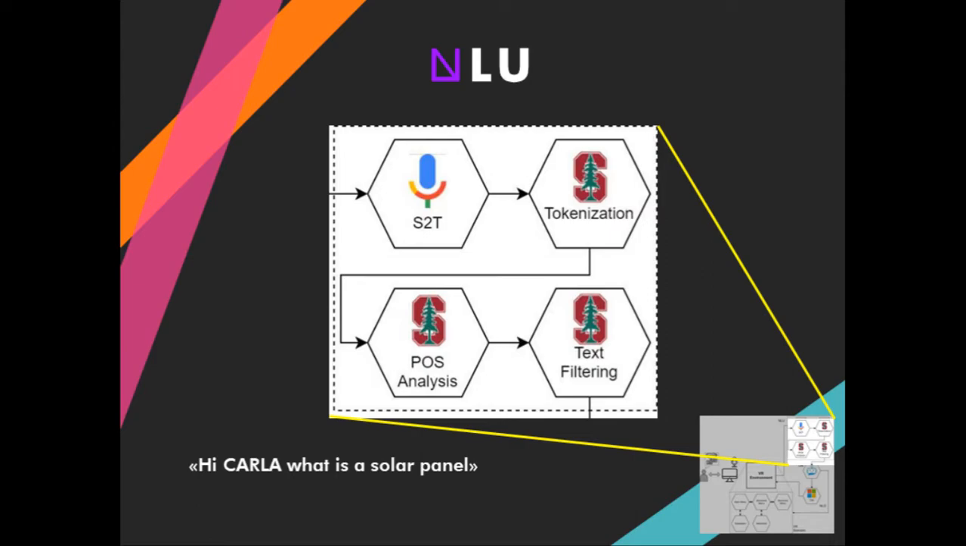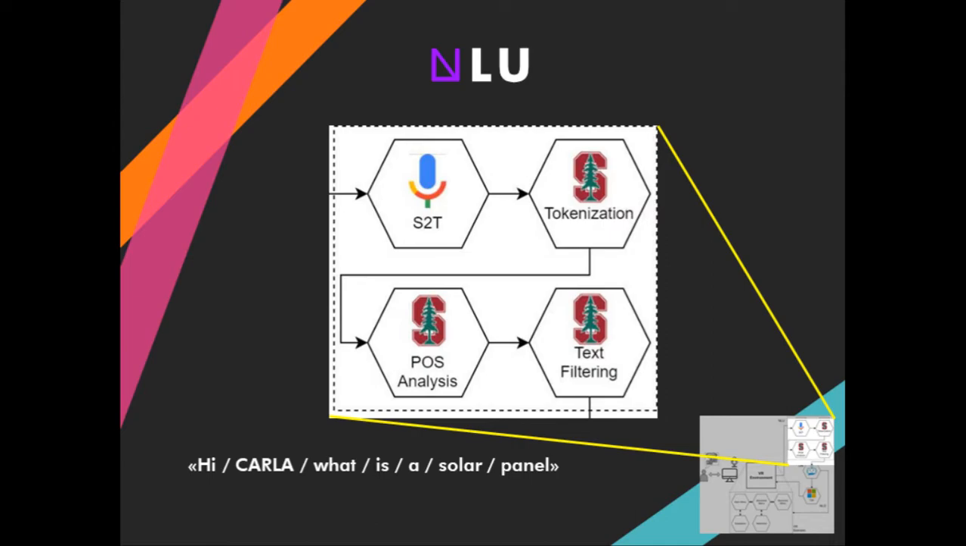Then, using Stanford CoreNLP, we tokenize it, separating the sentence into tokens, which in this case would be words. So now we have what the user said separated word by word. However, analyzing every single word would be a lot of unnecessary processing, as not everything the user says will be important for our purposes.